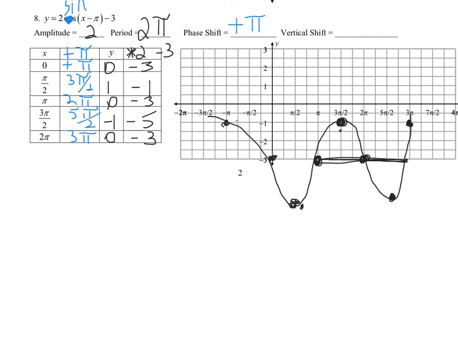Or you could look at it this way. From pi to 3 pi is 2 pi. That's what you need to look at for period. Okay, vertical shift. This one went down 3 units. Down 3. And that's it. And we're done finally with our review.